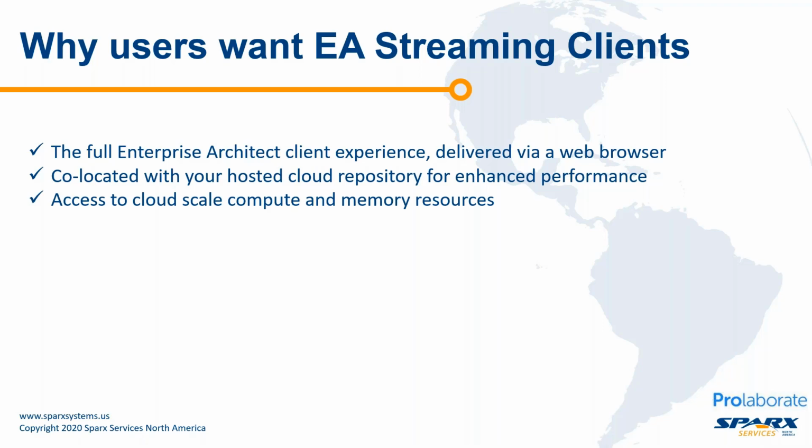You have access to cloud scale compute and memory resources. Just like anything else in the cloud, we can set up resource rules so if you're doing some very resource intensive work in EA, you have access to more CPUs, more memory to be able to do that. You're not constrained by what's physically on your device. You have access to full cloud scale resources.